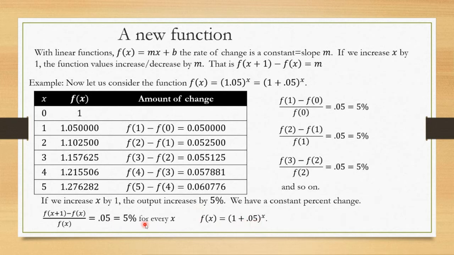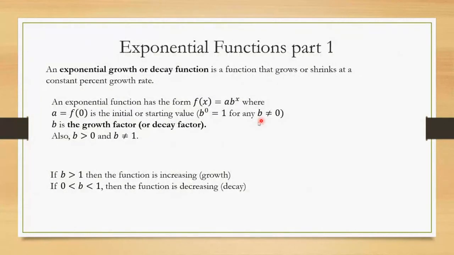Okay? That's no accident. This 0.05 here, if I change it to a percent, is 5%. The function outputs are increasing by 5%. This is actually what we call an exponential function, an exponential growth or decay function. This is a function that's either growing or shrinking at a constant percent growth rate.